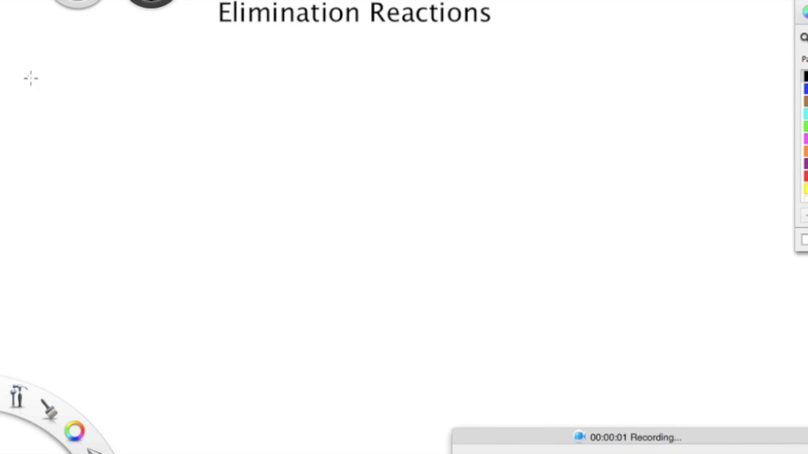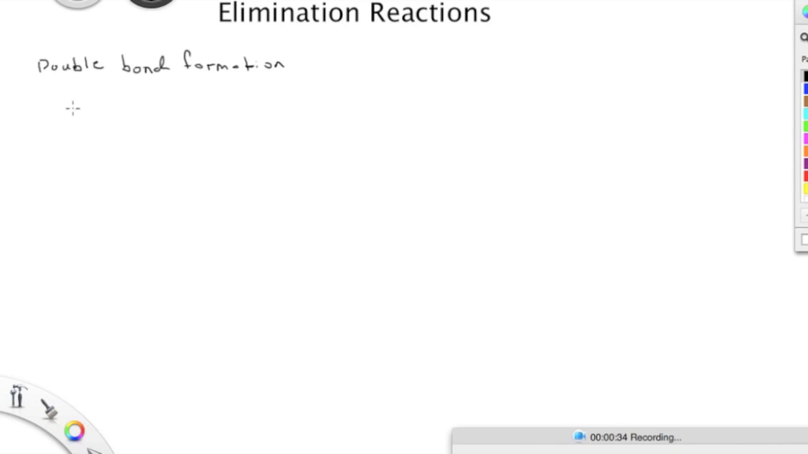Elimination reactions usually eliminate two things from a substrate. So you're going to eliminate usually HX or some leaving group. So you're going to remove two things and you're going to form a double bond. So double bond formation is the hallmark of basically anything with an elimination reaction.